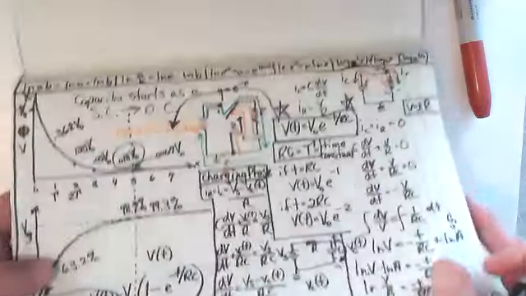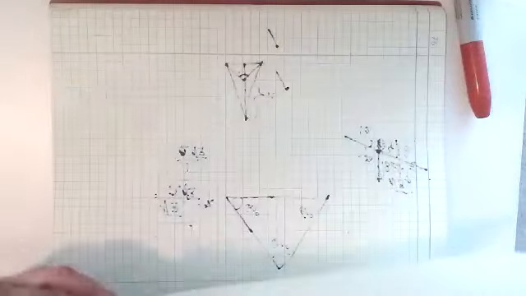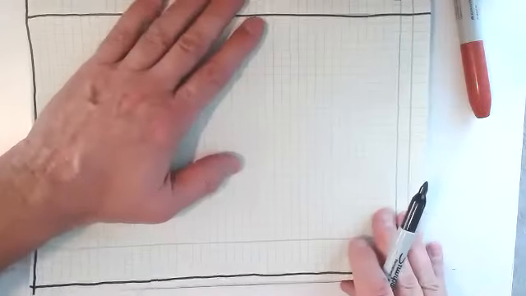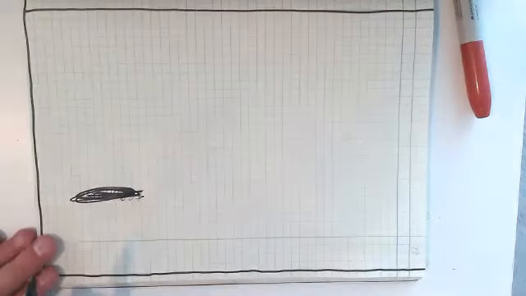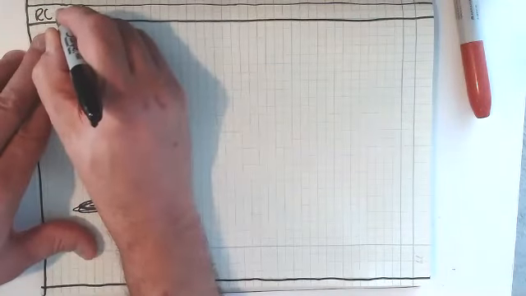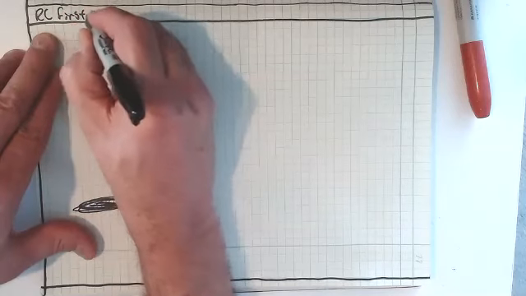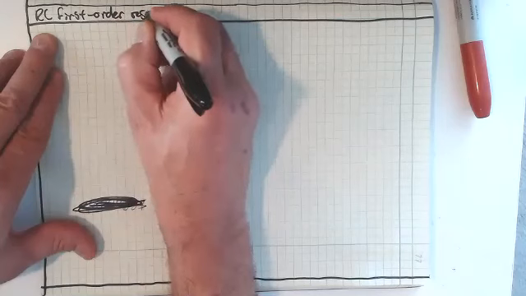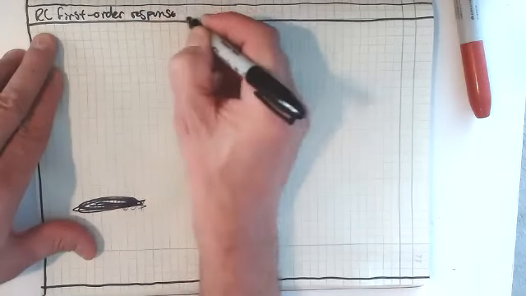I'll tell you what, I have another sheet right back here. I hope everybody has that. Let me just finish this up. I think everybody can still see that, and we are going to call this the RC first order response circuit.